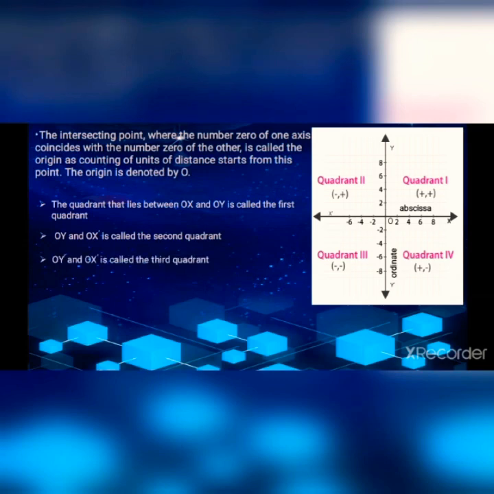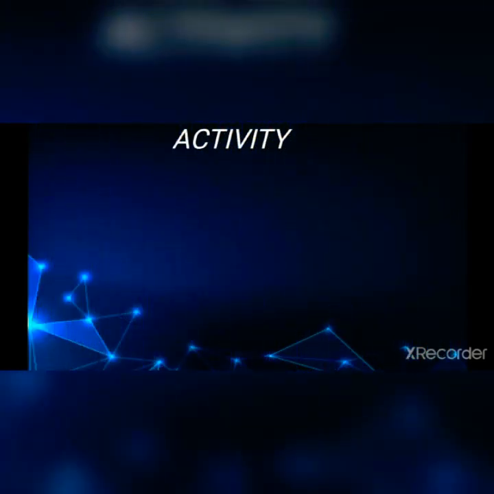The third quadrant lies between OX dash and OY dash. Here, both the signs are negative. The fourth quadrant lies between OY dash and OX, and here the first sign is positive, whereas the second sign is negative. So now moving on to the activity.